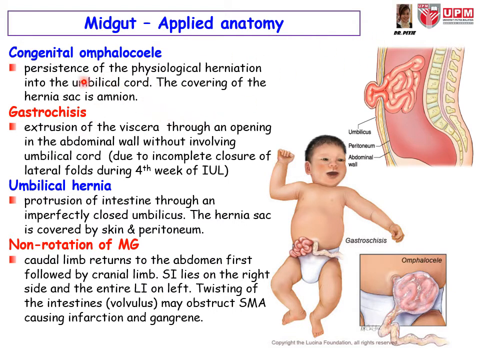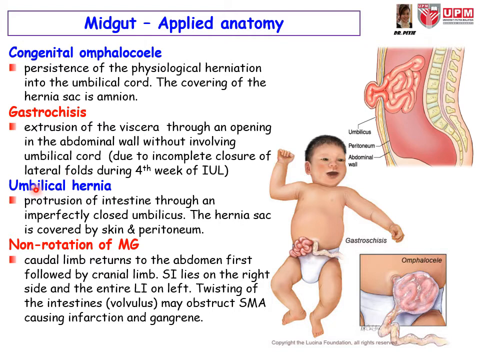Omphalocele is very similar to another condition called gastroschisis, except that the organs are enclosed in a sac. In the case of gastroschisis, as shown here, it is a condition showing the extrusion of the abdominal viscera through an opening in the abdominal wall without involving the umbilical cord. This happens due to the incomplete closure of the lateral fold during the 4th week of embryonic development.